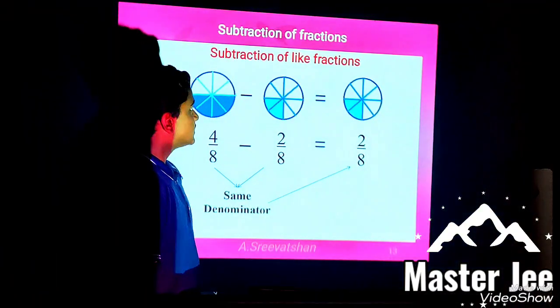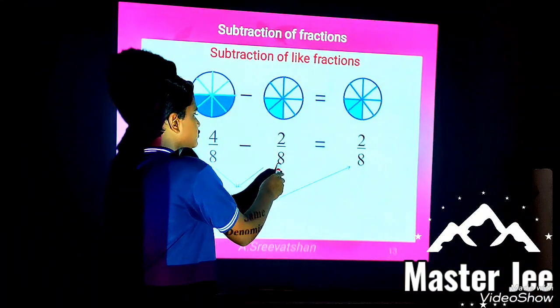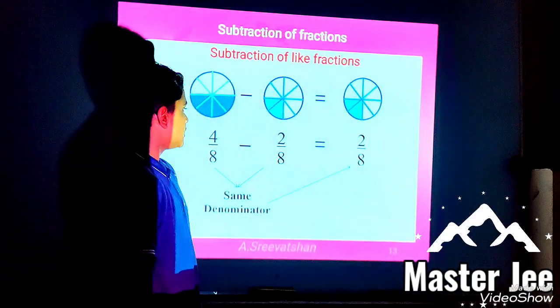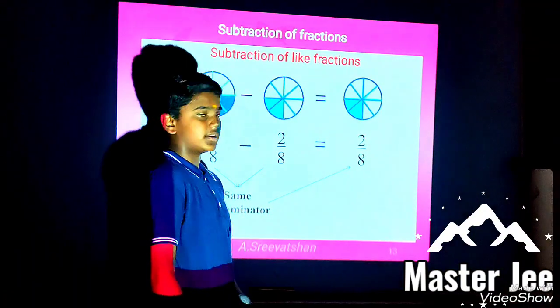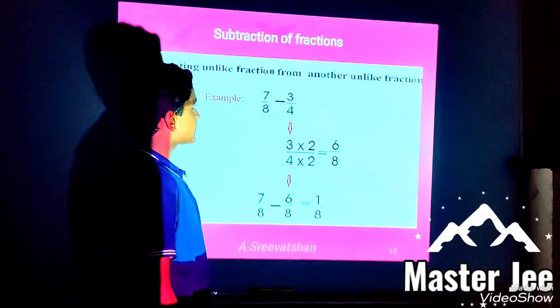Subtraction of fractions. Subtraction of like fractions. Here 4/8 minus 2/8 is equal to 2/8. Here the denominators are the same, so subtract the numerators. Subtraction of fractions.